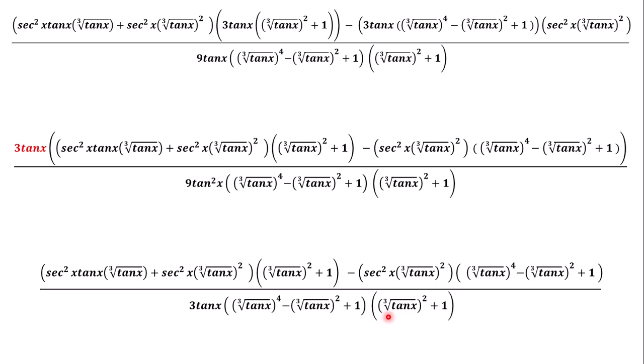First, let's look at the numerator. So that is what the numerator is. Now let me write the numerator for you.